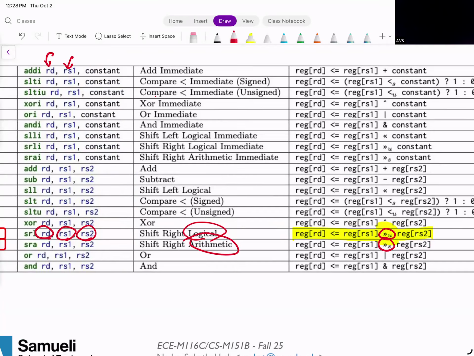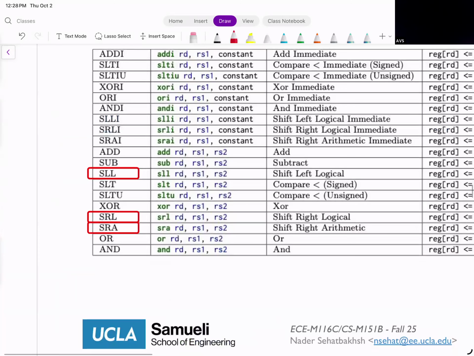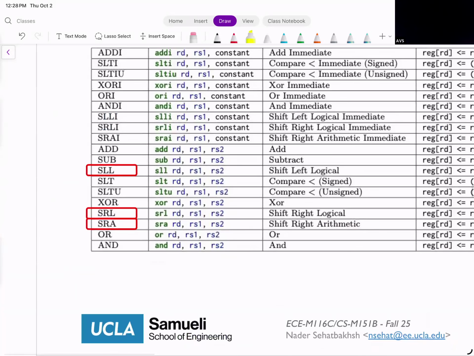Yes. RD is equal to RS1 shifted to the right by the number that's shown in RS2. And it could be arithmetic or logical. Okay? We also have shift left, obviously, which is the opposite. So you'll shift left RS1 by the number that's shown in RS2.